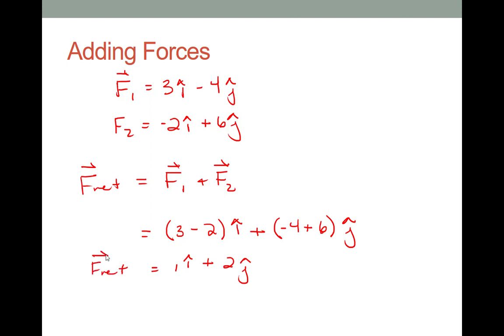Okay. So remember, when adding forces, they are vectors. You need to consider directions, and you cannot add something in the x direction to something in the y direction. This concludes this part of Unit 4.